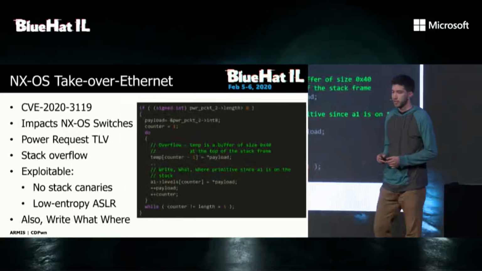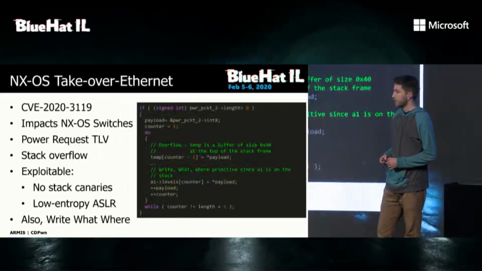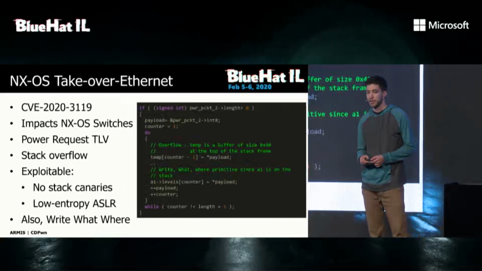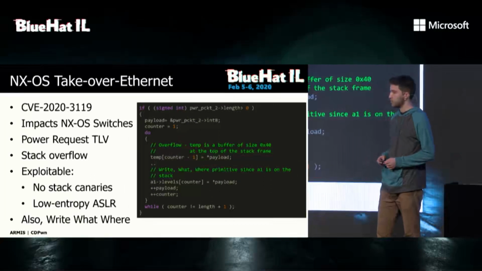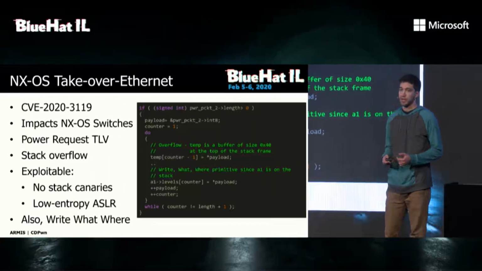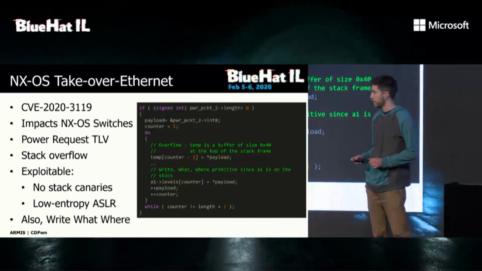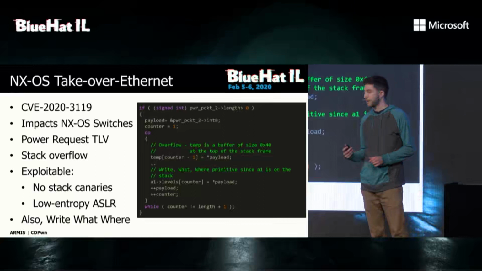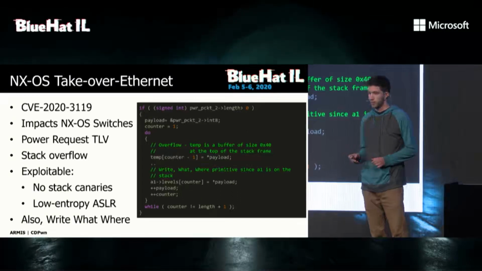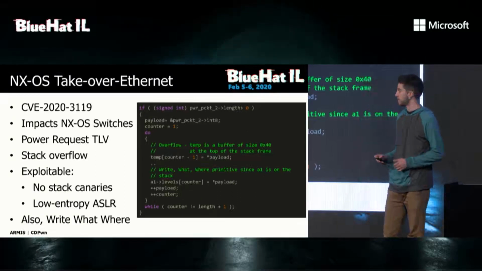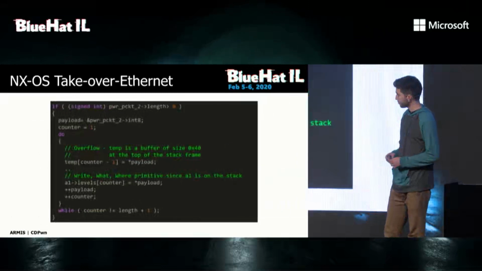Okay, so let's check out the next 0 day. This 0 day impacts NX-OS switches, and it's in the power request TLV. This is a fairly simple stack overflow, and it's exploitable, and we've managed to successfully exploit it due to no stack canaries and low entropy ASLR. But also this bug is a write-what-where, which we're going to see how can be leveraged right now.